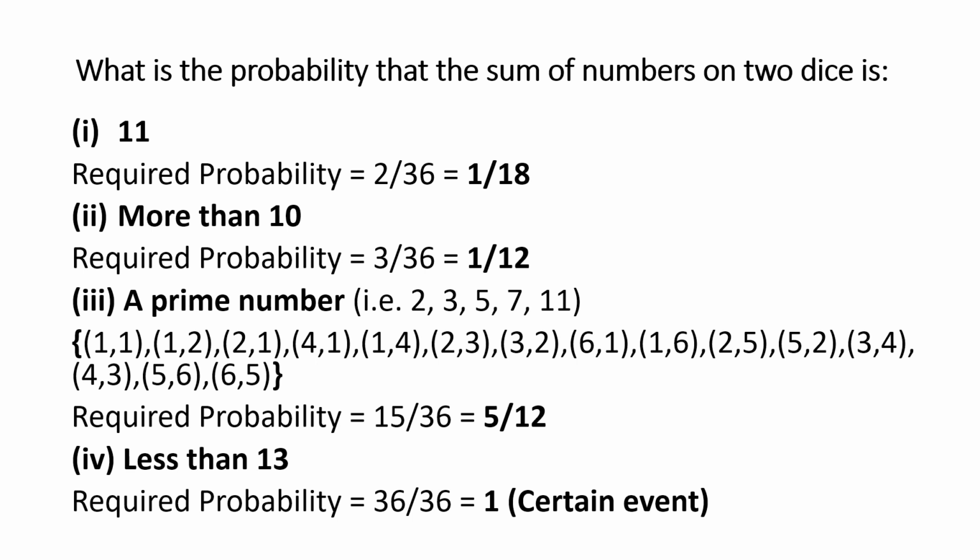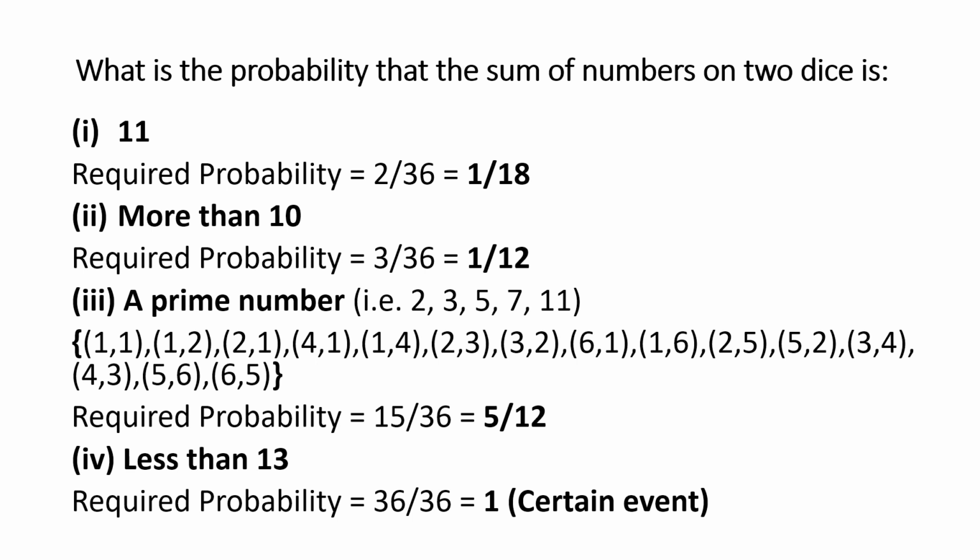Second case, that the sum of the numbers on 2 dice is more than 10. More than 10 means either 11 or 12. Only 2 possibilities. When will 11 be possible? If it is 5 and 6, or 6 on the first and 5 on the second one. And when the sum will be 12? When there is 6 on both of them. So the total number of favorable cases would be 3 upon 36, which is 1 upon 12.